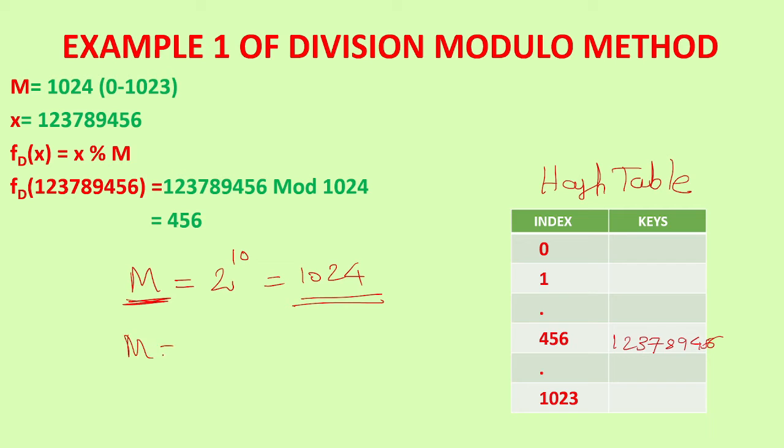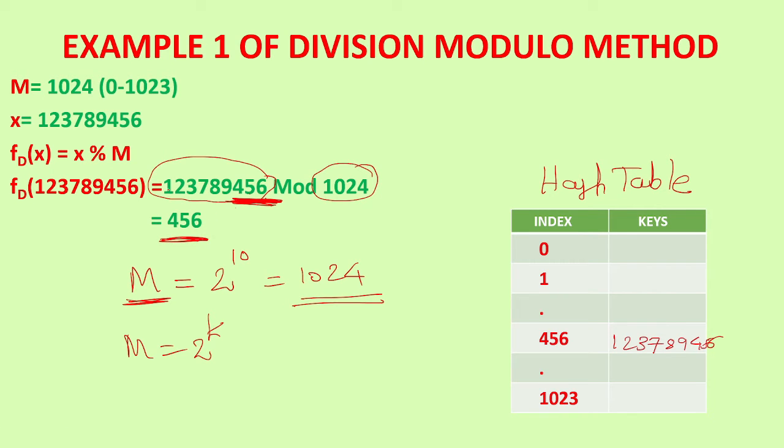So whenever m is in this format, 2 raised to the power of k, what happens at that time? When you use this modulo hash function and when you try to divide the key by the table size, that is m, you will always get the least significant bits as the answer. You can see over here 456 is the least significant part of the number and that 456 is the answer. So it is always like that.